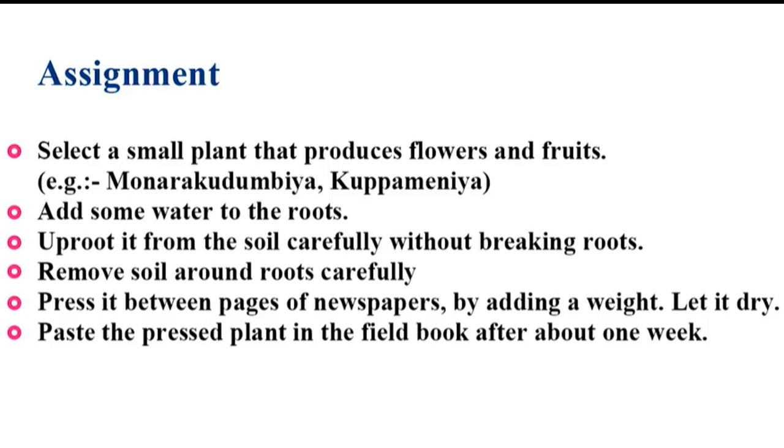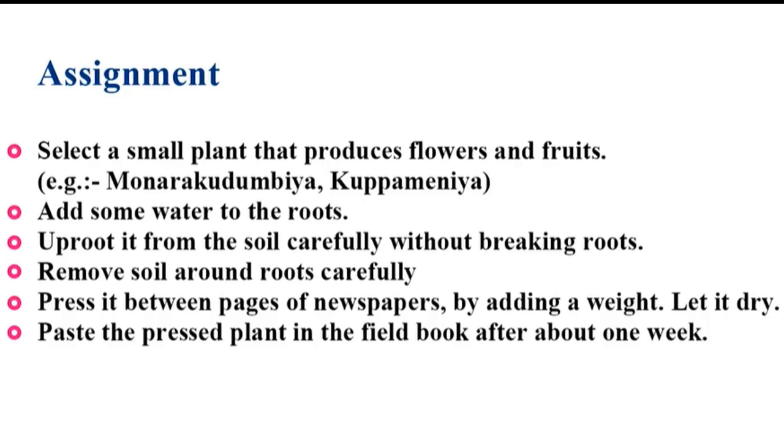The best example is Monorokudumbi or Cupamania, children. These are herbs, tiny plants, and at the same time they produce flowers. So it's very easy to observe. Okay, so select a small plant that produces flowers and fruits, and then add some water to the roots because we are going to uproot these plants. Take this out from soil.